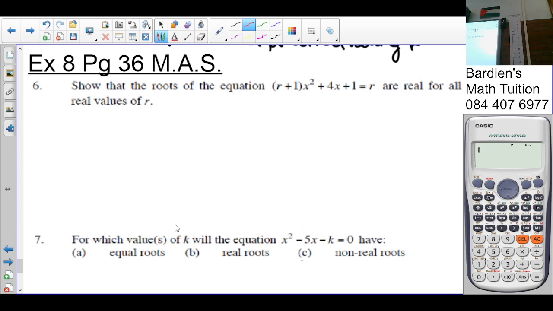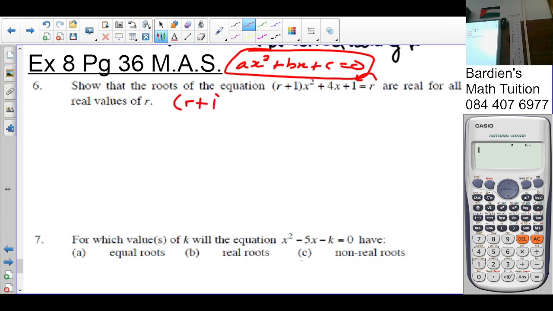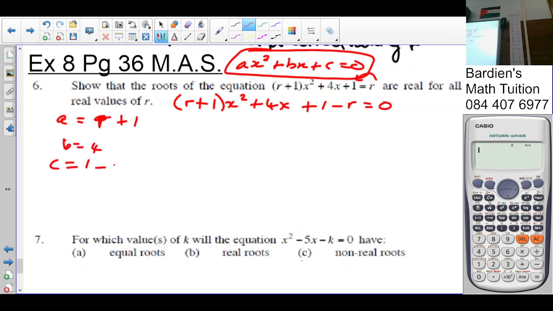Now the question says, show that the roots of the equation (r plus 1)x squared plus 4x plus 1 equals r are real for all real values of r. So firstly I need to bring that over to get it in the form of ax squared plus bx plus c. Okay, so it's going to be (r plus 1)x squared plus 4x plus 1 minus r is equal to 0. So my a value of course is r plus 1. My b value is 4 and my c value is 1 minus r.